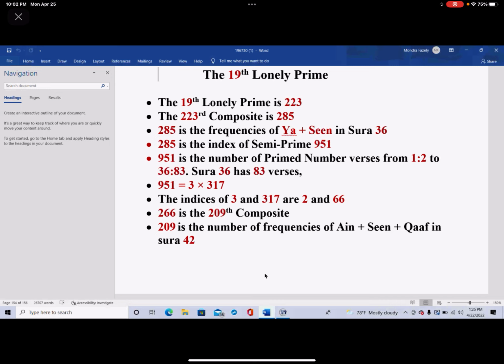By the way, 209 also happens to be, as I said, a semi-prime, which is 11 times 19, and its index is actually 133. But 133 is the number of noons in chapter 68, which is called the Pen. Also, 422 is a semi-prime. It's 2 times 211.